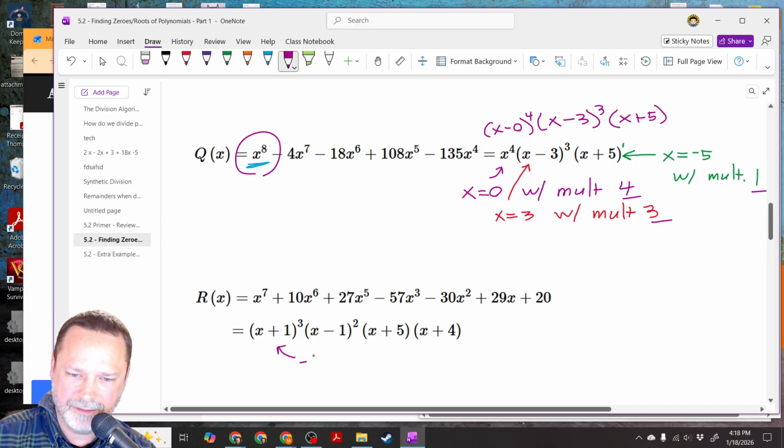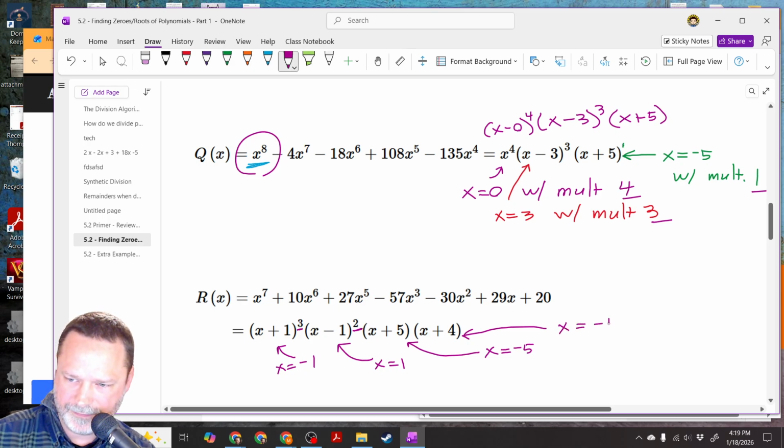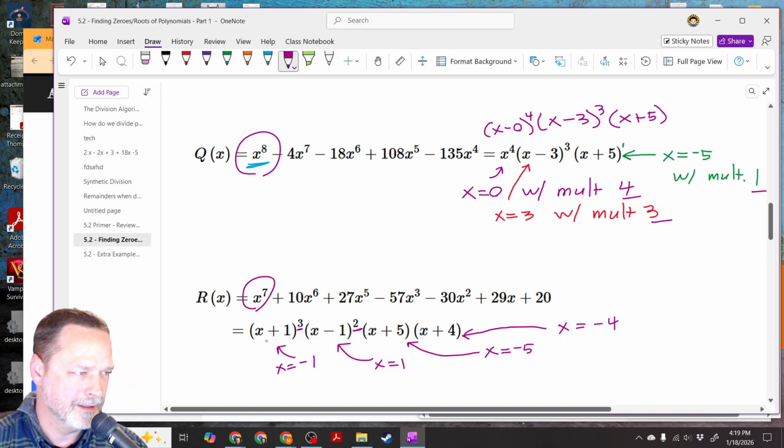We have negative 1 is a root 3 times. We have here x equals 1 is a root 2 times. And then here x equals negative 5 gives us a root, and x equals negative 4 is a root. So that's 1, 2, 3, 4, 5, 6, 7. 7 roots. So the degree of the polynomial will tell us how many roots there are. That is what we're getting to.